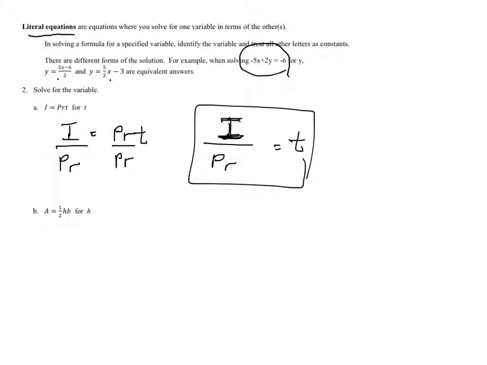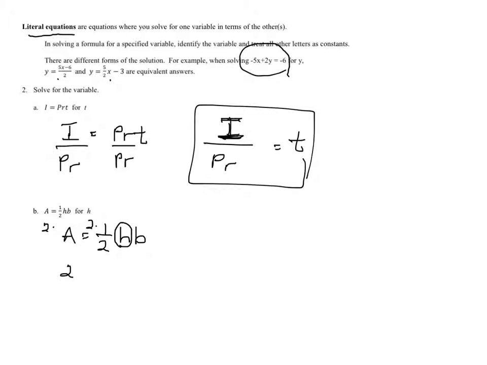Now let's take a look at b here. We want to clear the fractions first, so I'm going to multiply both sides by 2. I'm going to write the original problem down so we have a little bit of extra room. We want to solve for h, so we're circling the h because I want to know what I'm solving for, and I'm going to multiply both sides by 2.